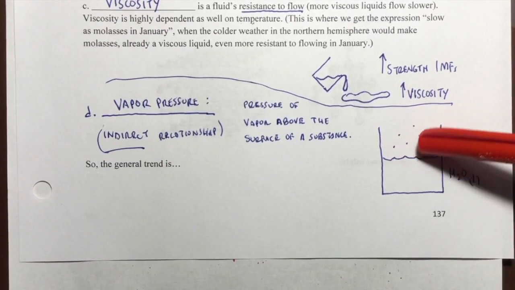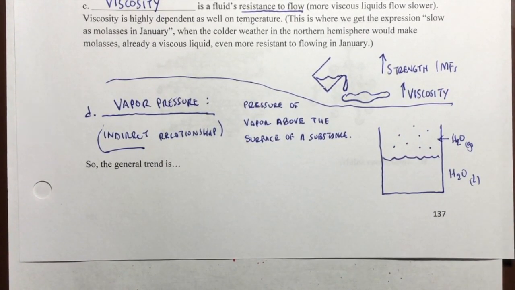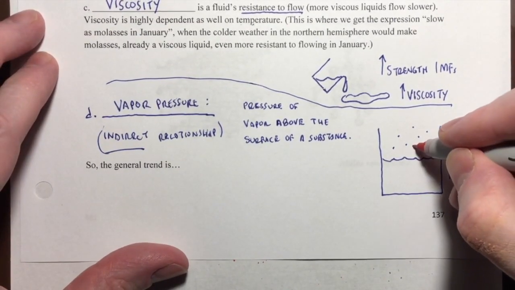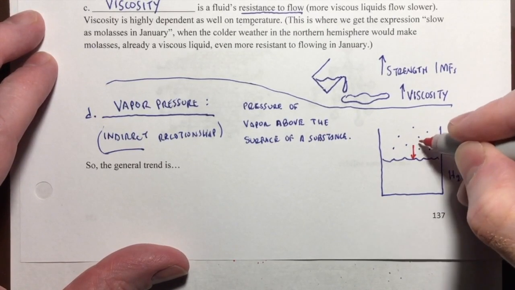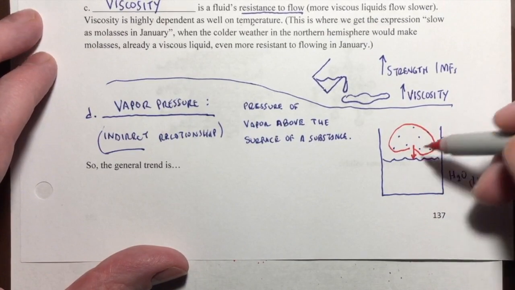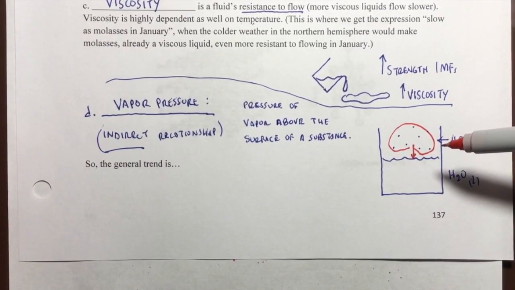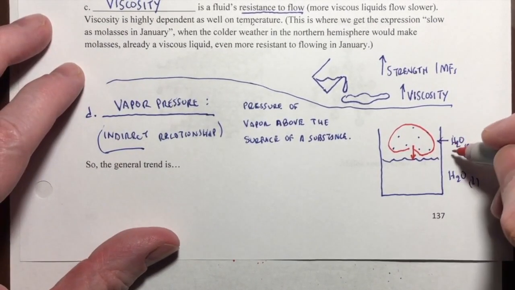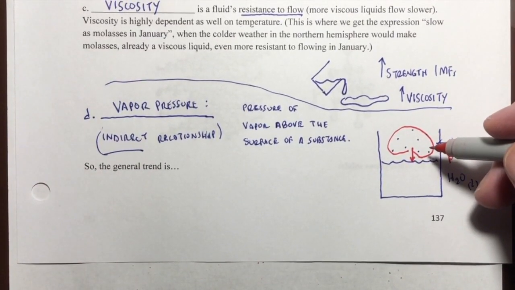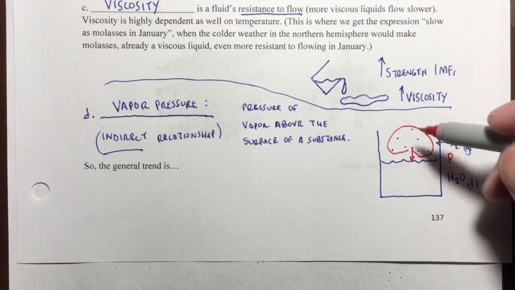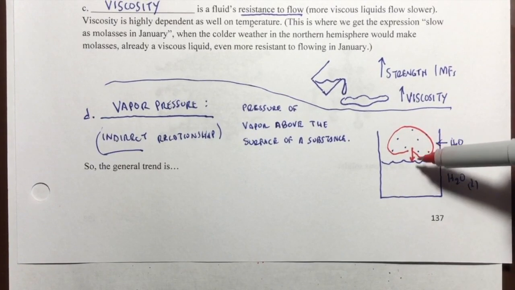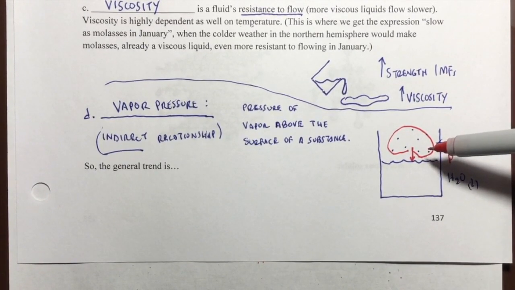So that vapor exerts a pressure, right? We know that gases exert pressure. And so, for example, that gas is going to be exerting a downward pressure. All of that gas is going to be exerting a downward pressure, right? So the pressure that this gas is exerting is called a vapor pressure. It is the pressure of that vapor, of that gas, above the surface of a substance.